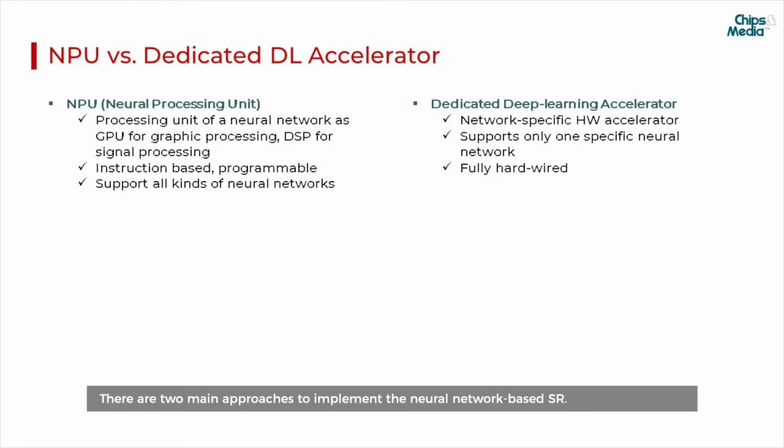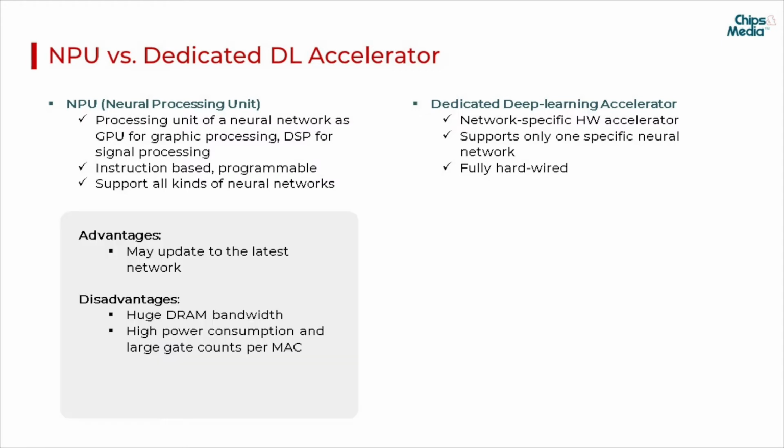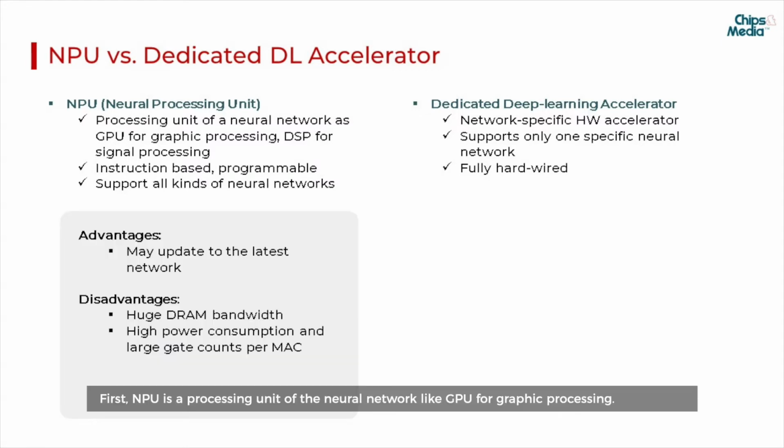There are two main approaches to implement the neural network-based SR. One is NPU, Neural Processing Unit, and the other is dedicated deep learning accelerator. Let's find out what the differences between NPU and dedicated deep learning accelerator are. First, NPU is a processing unit of the neural network like GPU for graphic processing. It is architected based on the instruction and is programmable. Therefore, it supports all kinds of neural networks theoretically and can be updated using the latest network even after the manufacturing of the chip process is completed.